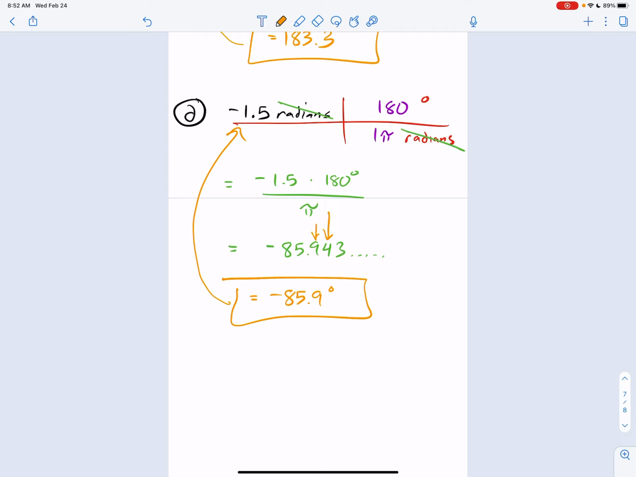Now, what the heck is a negative angle, right? Like, isn't that illegal, right? We'll talk about that in a future lesson, but for now, just learn how to convert from radians to degrees in this lesson, okay? That's pretty much it.